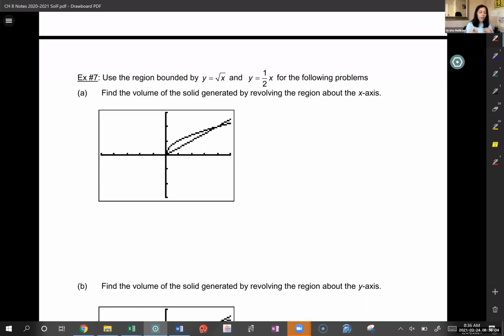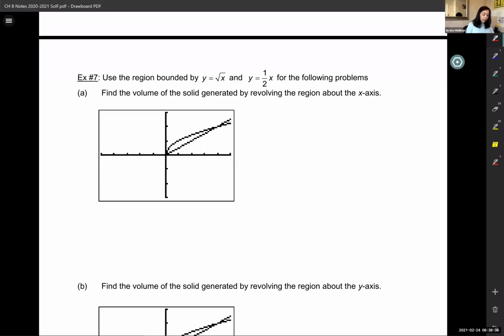Okay. So the functions here are y equals root x and y equals half x. I like to label my functions just so I know, right? Get a visual representation. The region in between them is this. And so first what I want to do, right, to really get that region, is figure out what points of intersection I'm talking about here.